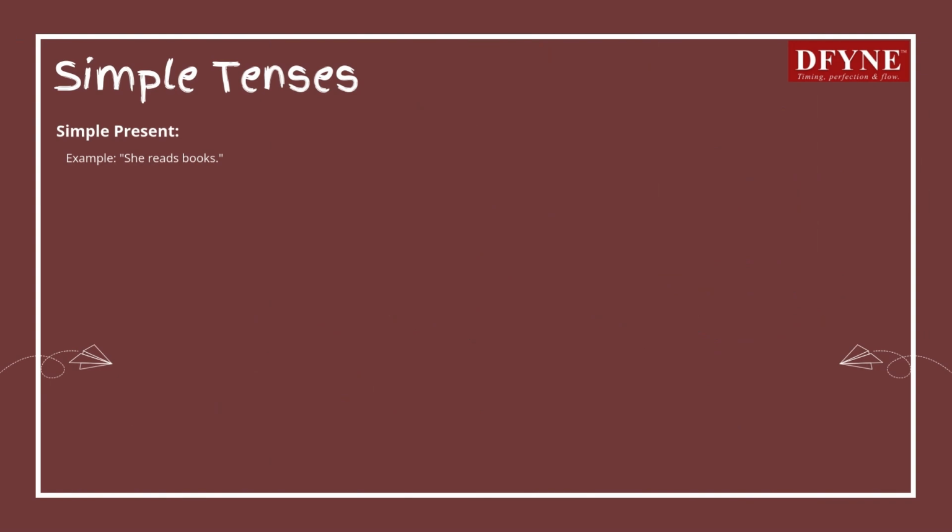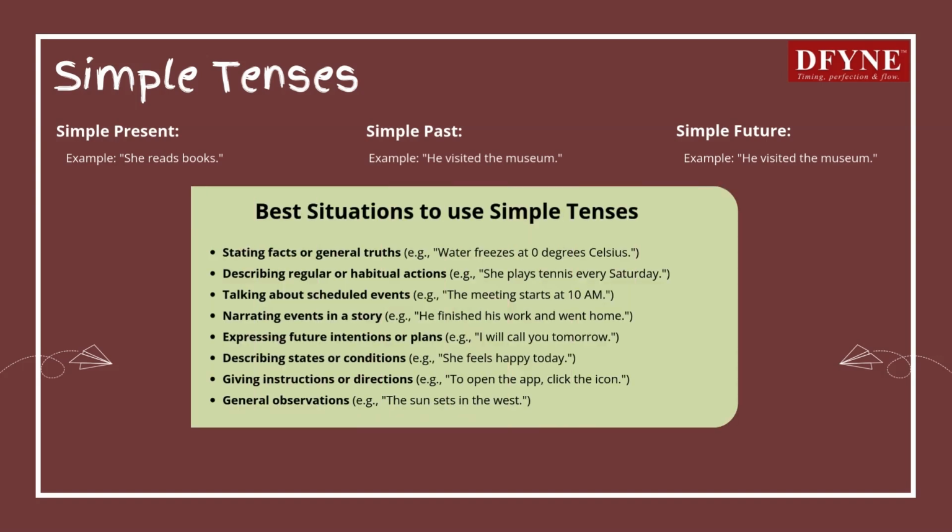Simple tenses provide information about the action itself. It does not focus on any other nuances of the tenses. These are generally used to convey habits, general statements, or facts. Here are the best scenarios to use simple tenses in.